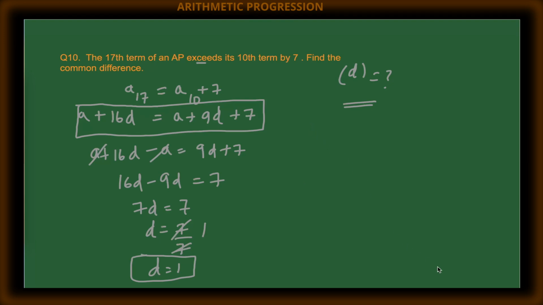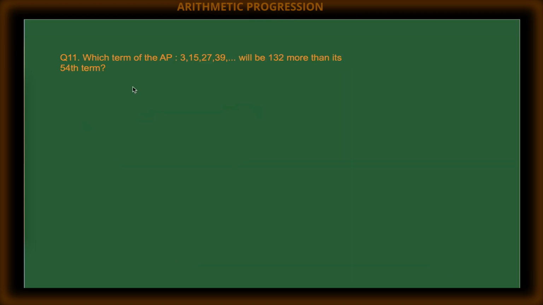So let's move to the next question, students. Okay, so let's read this. Which term of an arithmetic progression, one thing is sure, this is an arithmetic progression, will be 132 more than its 54th term? Okay, so what has been given? A is given as 3. D is given? Yes, 15 minus 3, which will be 12. Okay, what is it saying? 54th term, A54.